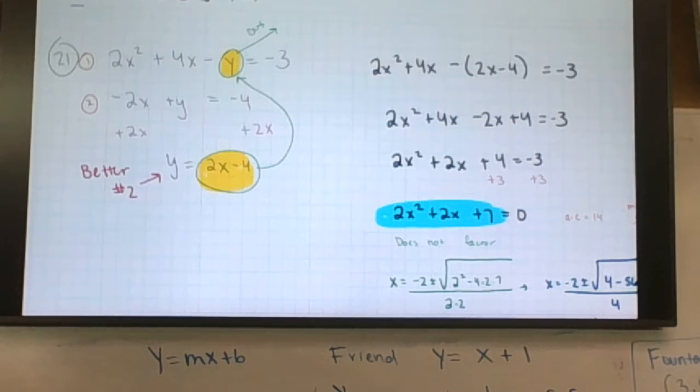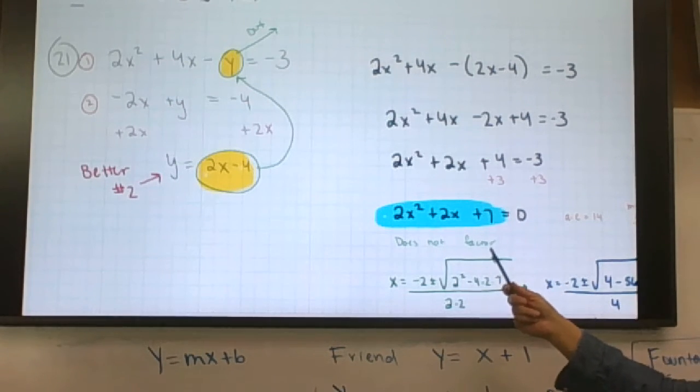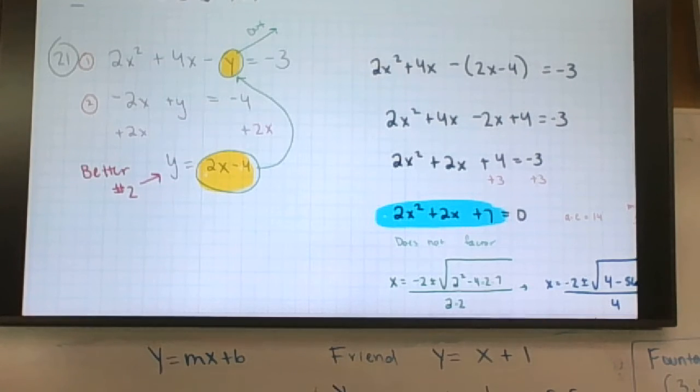Yeah, this is your right. Yeah. So you did that now. You didn't make that correct. No. If you look there, that's what I have highlighted. It doesn't factor. So I did the quadratic formula. And whenever you get your imaginary, it is imaginary. There is no solution. They don't cross.